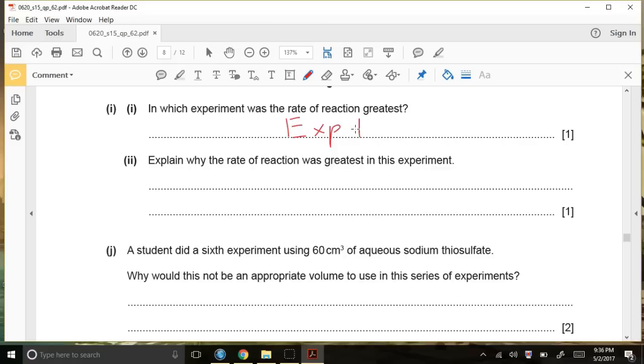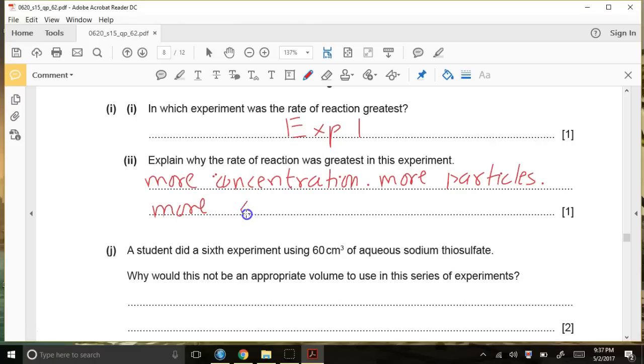And explain why the rate of reaction was the greatest. Well, as we said, it's more concentrated. So what happens when there's more concentration? There's more particles in the same volume, which means there is more collision, more frequent collision. So that's the main point there. There is more concentration, which means more particles, and because there are more particles, there will be more collisions.